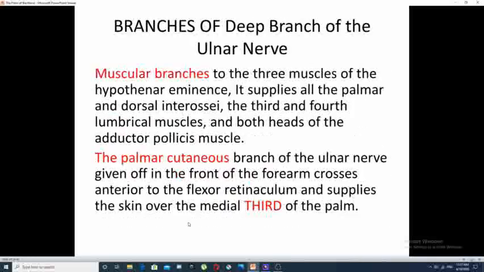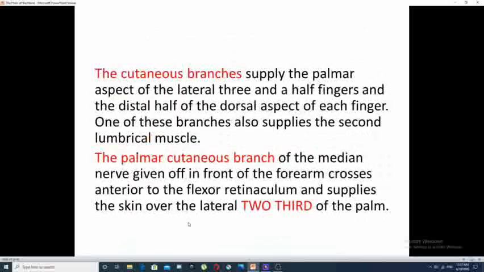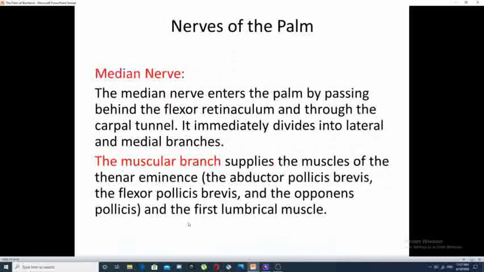Regarding the median nerve, as a general rule, it has two functions in innervation of the hand. First, sensory or cutaneous innervation. It supplies the skin over the lateral two-thirds of the palm of the hand, in addition to the skin over the lateral 3.5 fingers. Regarding the muscular supply, it supplies the thenar eminence muscles and the first two lumbricals.